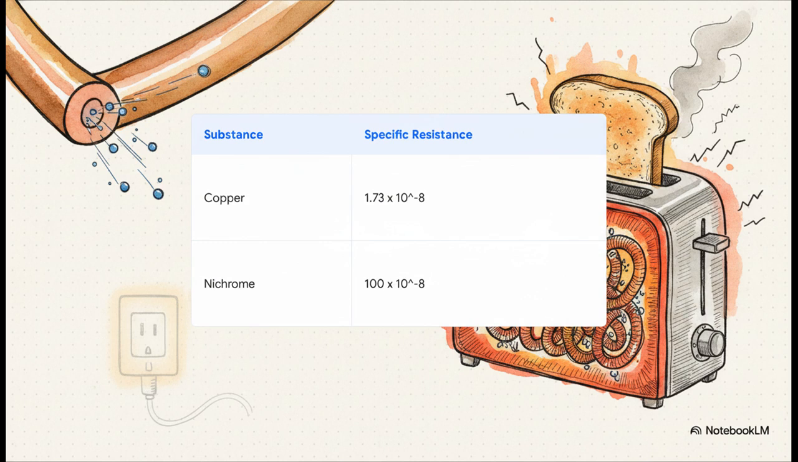If we look at the specific resistance or resistivity of different materials, notice how incredibly low the number is for copper, just 1.73 times 10 to the negative eighth. It offers very few collisions, which is exactly why we use it to seamlessly transmit power through the walls of our homes. But compare that to an alloy like nichrome. Its resistance is almost 60 times higher, and we rely on that high resistance intentionally. When we force current through nichrome, all those extra collisions generate massive amounts of heat. That is literally how your morning toaster works.